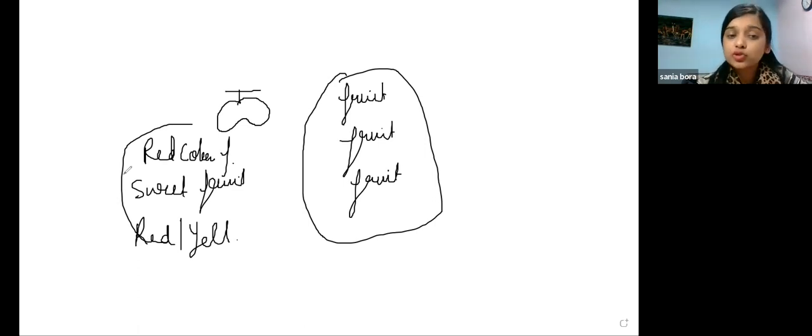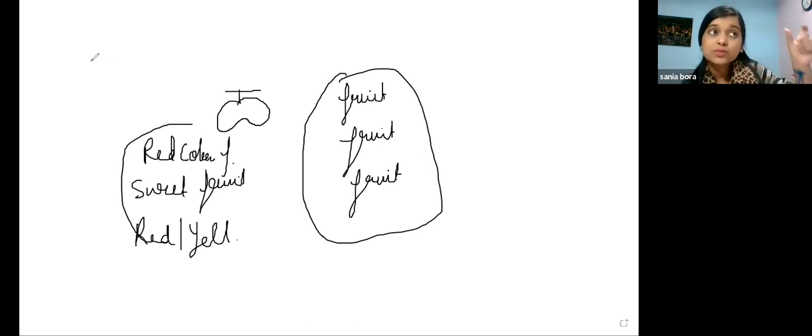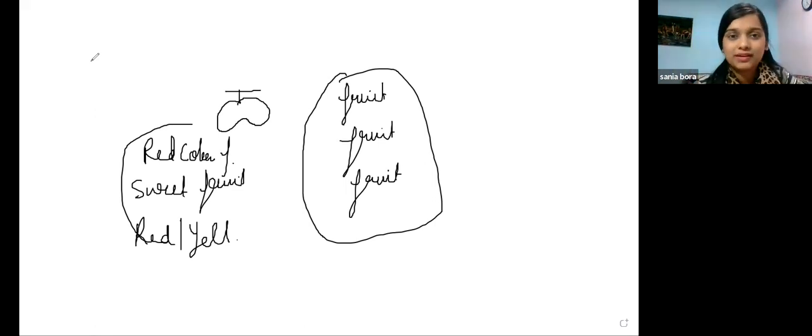For example, according to Zainab, this is a red color fruit. Okay, according to Zainab, an apple is a red color fruit. According to Zainab's friend, this is a sweet fruit. According to Sana, this is a red and yellow color fruit. Okay, so when I'm mentioning the name, according to this person, this is this. So that is definition. But in general, if I say, what is this? This is a fruit. So this is a meaning. Clear?